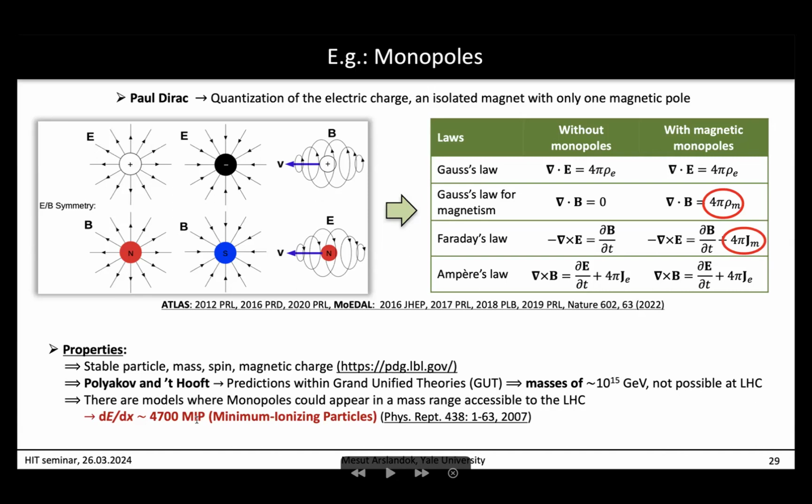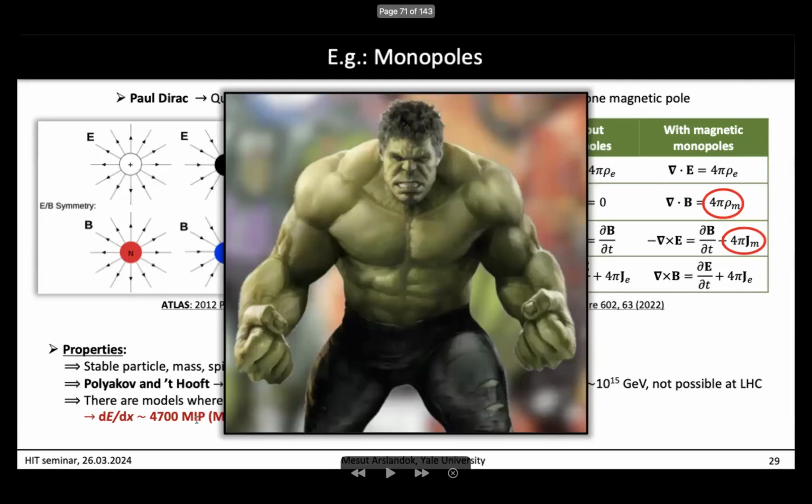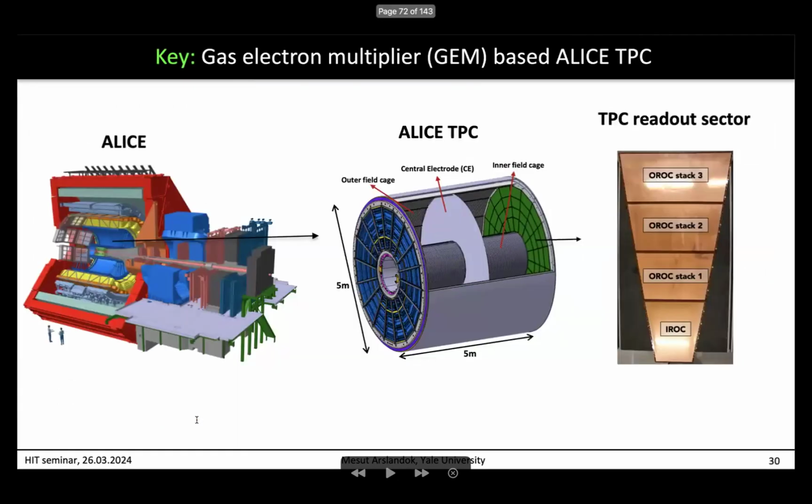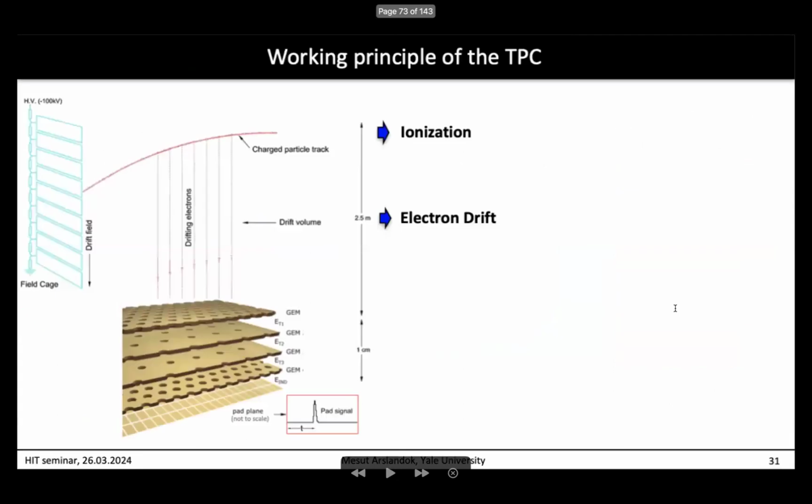So imagine that you have got something like this, really smashing your detector. So it's really very difficult to detect. And for this, I will explain how we do it with the TPC. So this is the TPC, and this is how the readout unit of the TPC looks like, which is these GEM foils or stacks. This part is a bit technical, but maybe it would also be nice.